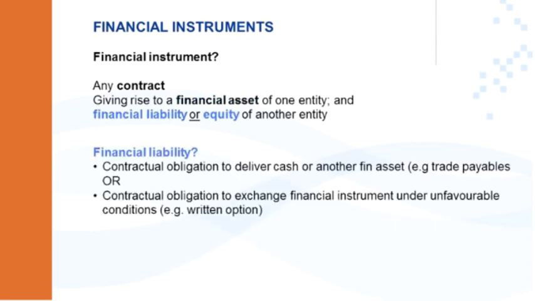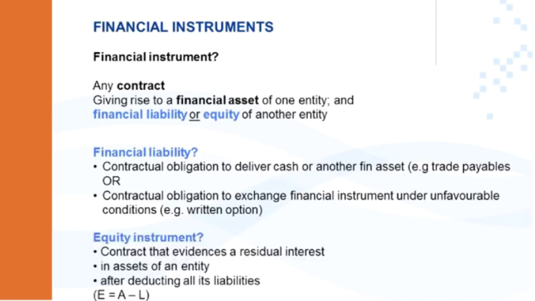A financial liability is a contractual obligation to deliver cash or another financial asset, for example, trade payables, or the contractual obligation to exchange financial instruments under unfavorable conditions, for example, a written option. An equity instrument is a contract that evidences a residual interest in the assets of an entity after deducting all its liabilities. This is a familiar concept coming from the accounting equation.